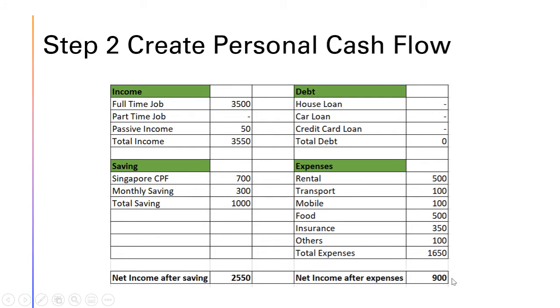Why do I have to calculate this? From here I know that every month I have $900 extra, so I can put this $900 into my investment portfolio and top up every month. Then I can do dollar cost averaging to buy more stock for my portfolio. So this $900 is what I can top up every month.